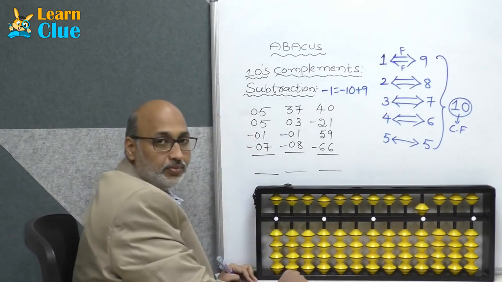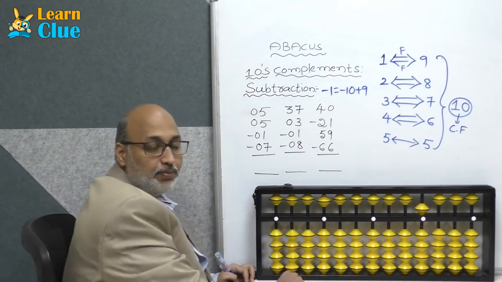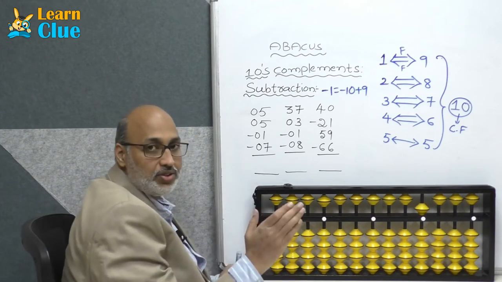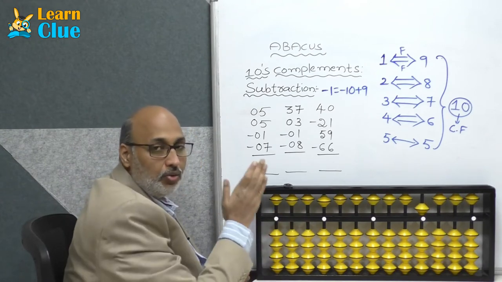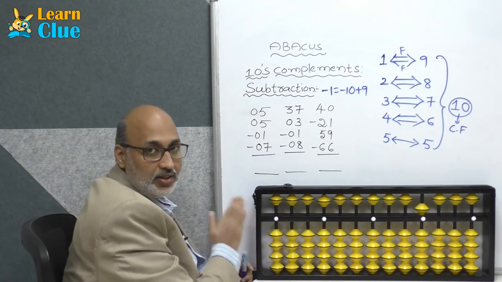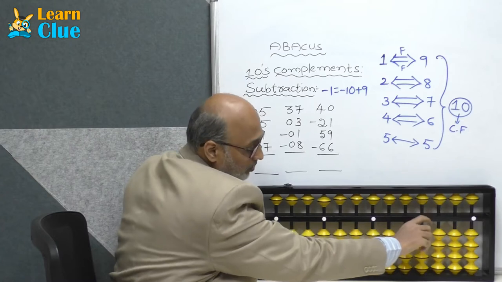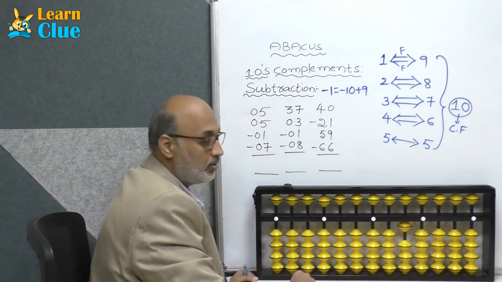Plus 5. Again they are asking plus 5. How to do plus 5? Always you have to think what we did in the last classes. So plus 5 is nothing but minus 5 plus 10, isn't it?